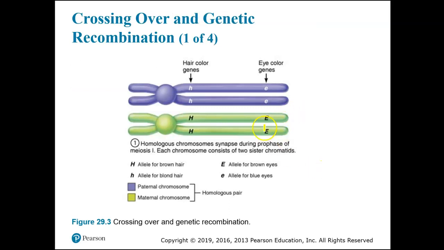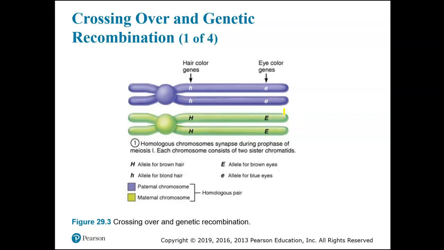You have a homologous pair of chromosomes here, and they've got the gene for hair color, and the mother has the big H and the father has the little h. So the mother's allele is for brown hair and the father's allele is for blonde hair. And then they also have the genes for eye color, and they're linked because those 2 genes are on the same chromosome. The mother is giving the big E allele for brown eyes, and the father is giving the little e allele for blue eyes.